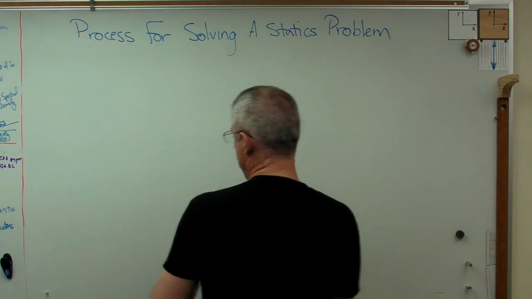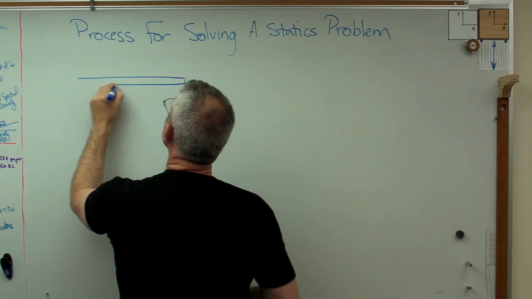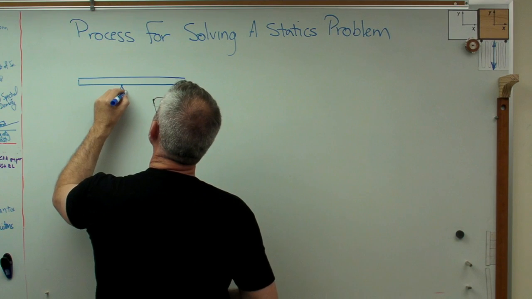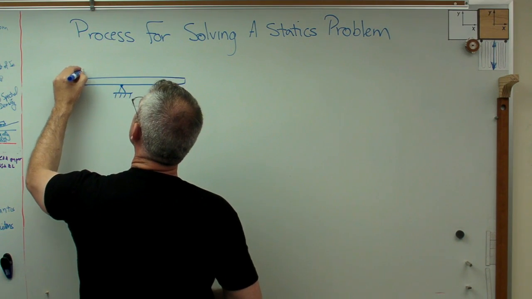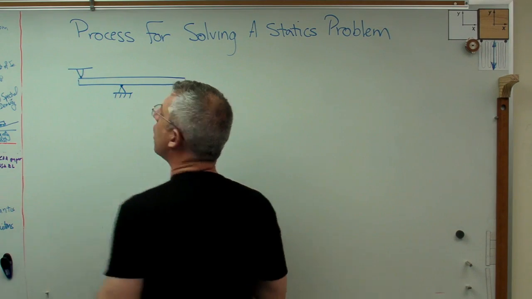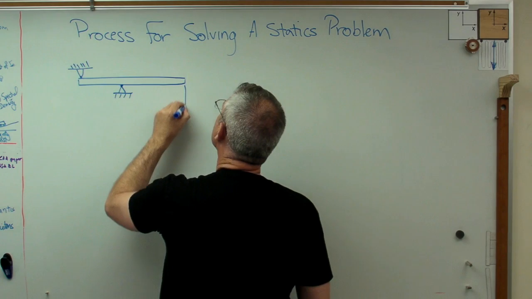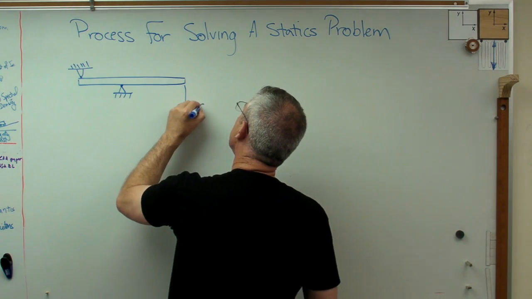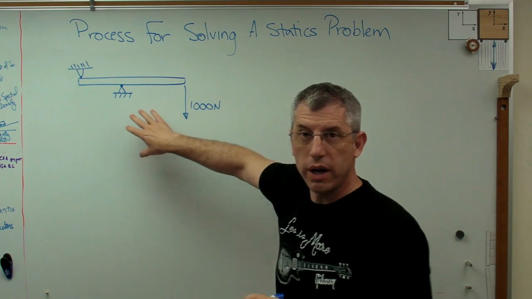Let's say you've got a rigid bar here, and it's pivoted in the middle. That's a pivot, and it's connected on that end. There's just a contact there, okay? And we've got 1,000 newtons down, okay? That's the drawing, okay? Now, I don't have quite enough information yet.